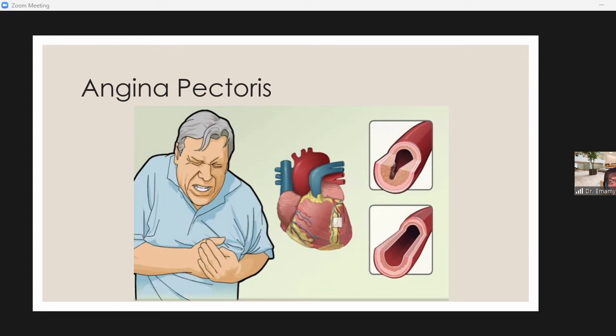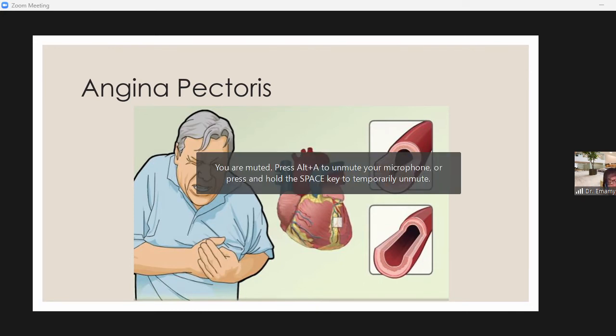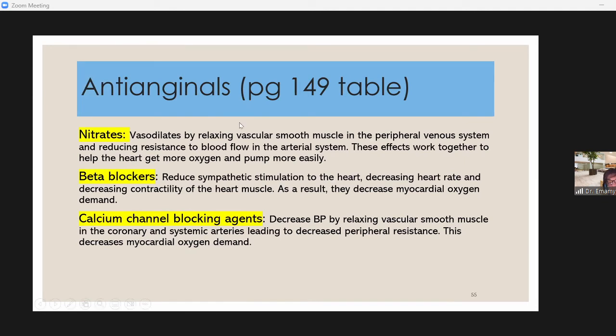Anti-anginal medications are drugs that relax smooth muscles of coronary arteries. Relax this smooth muscle of coronary arteries, make the coronary arteries wider. So they could give relief at the time for patient who has angina pectoris. We have three important groups of anti-anginal medication: nitrates, beta blockers, and calcium channel blockers.